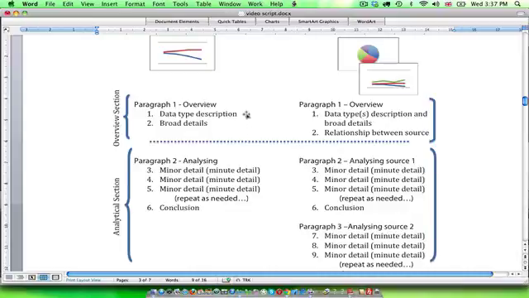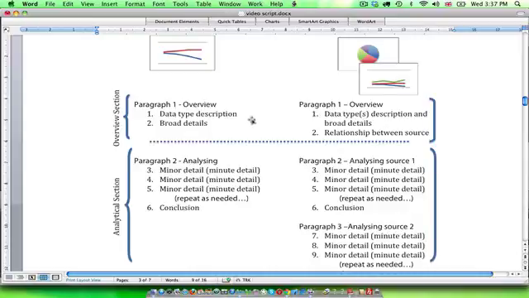The first sentence tells about the data type. So what is the data type that you're shown? Is it a line graph? Is it a pie chart? Is it a bar graph? Is it a diagram? Is it a table? And you will explain what the information is. So in the case we were looking at before, it's average milk beverage consumption over the lifetime of a typical Canadian.